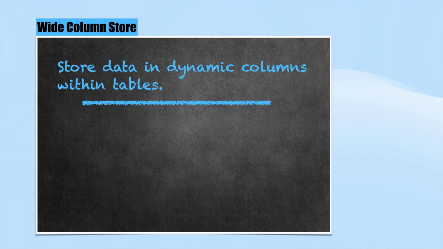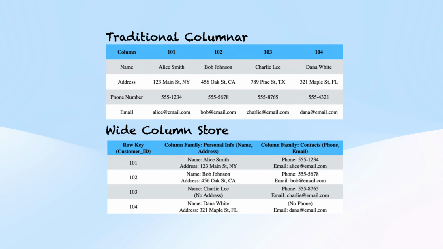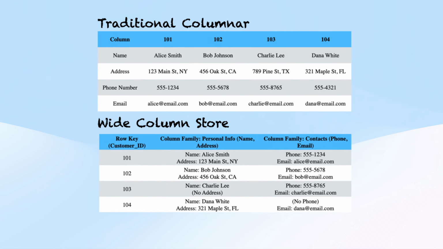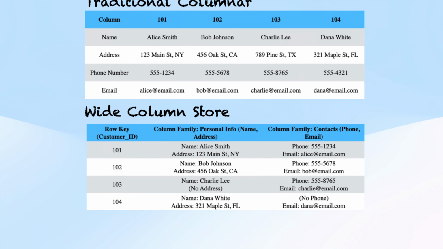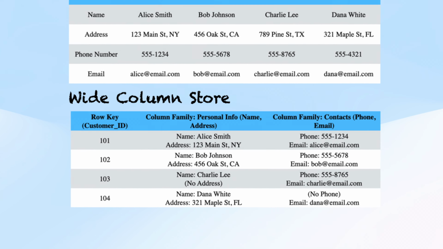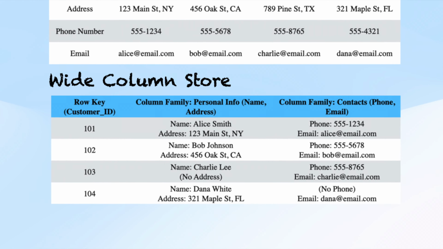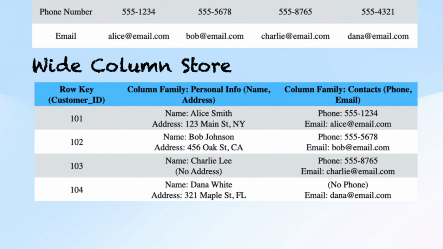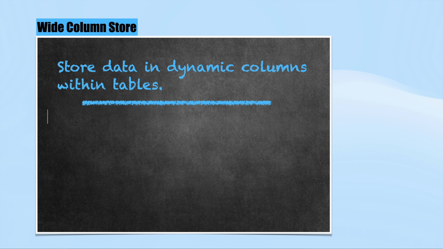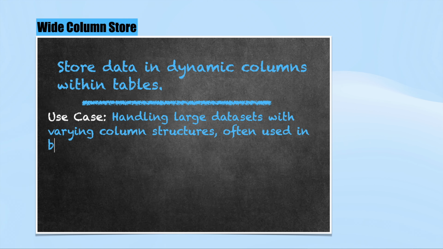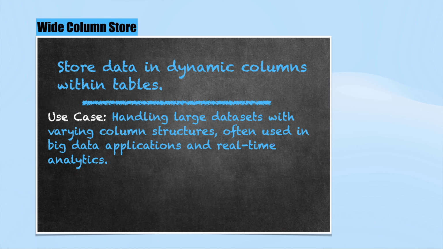In a wide column store, tables don't have a fixed schema. Instead, each row can have a different set of columns, making it super flexible for handling huge data sets where not every record follows the same structure. For instance, this is especially useful for big data applications where data keeps changing dynamically. Wide column store databases are widely used in big data analytics, real-time processing, and high-performance applications.